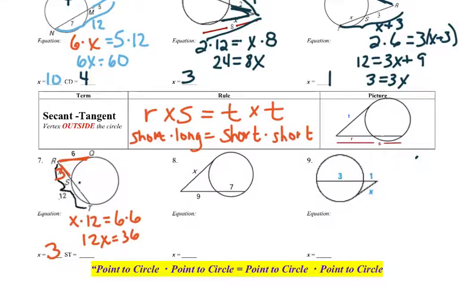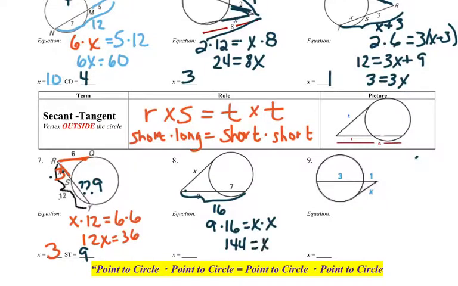And then to find this missing side, of course, 3 plus 9 equals 12. The 2 little segments add up to the big segment. The big segment in number 8 is 16. Short times long is 9 times 16 equals x times x. By the way, these are all going to come out to be perfect squares, so no worries there. And actually, if you don't get a perfect square, you might have made a mistake. Some people will say 1 times 3 equals x times x. It's short times long, 1 times 4 equals x times x. X is 2.